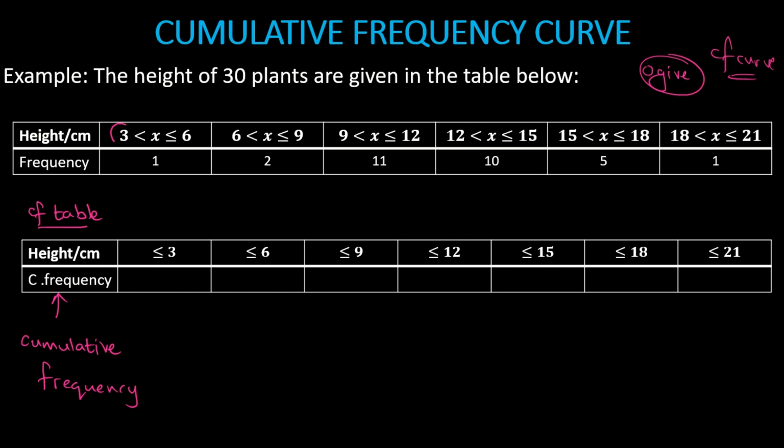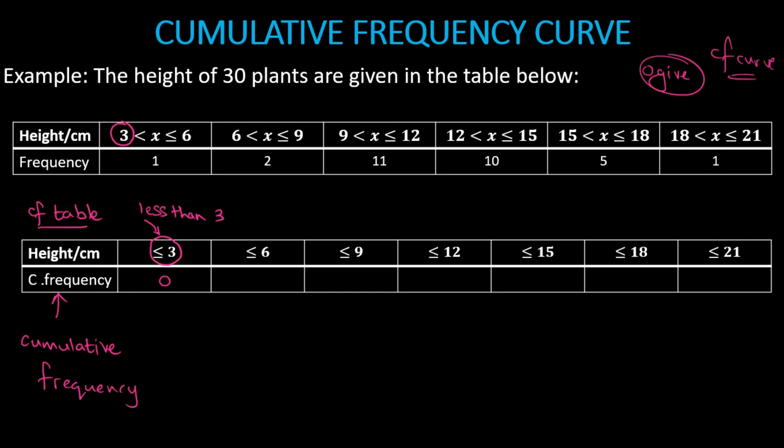So we have started with the lower class boundary. It is here. The height here is a height less than 3. So we need the number of plants whose height is less than 3. How many plants have a height less than 3? Let us see in the first table, do we have plants which have a height less than 3? No, we don't have any plants whose height is less than 3. So the first CF is 0.